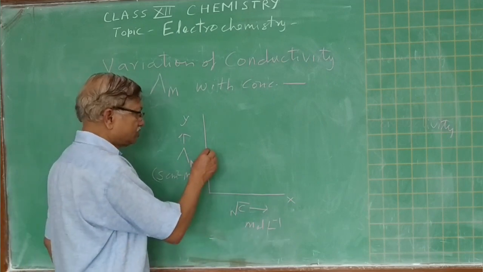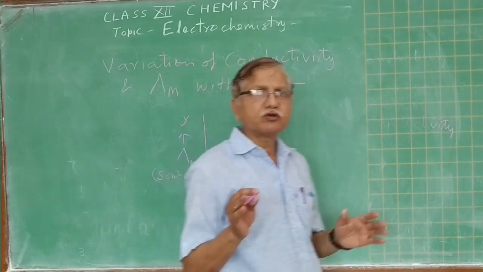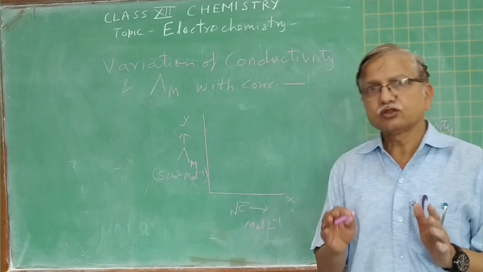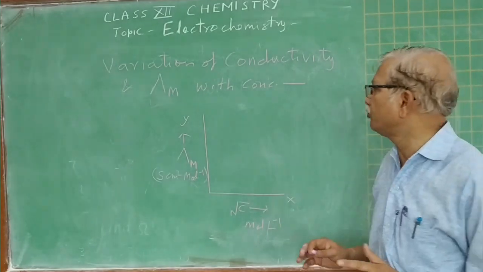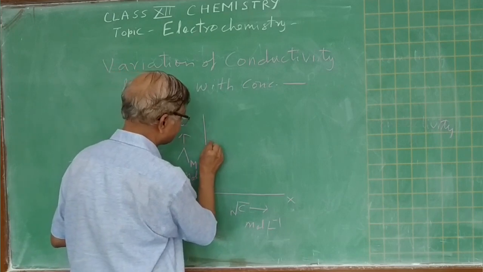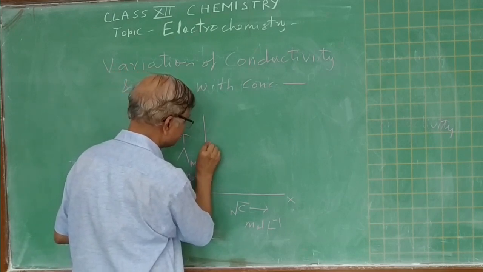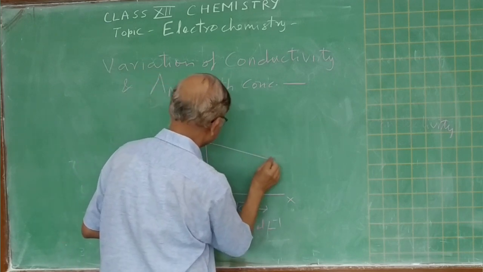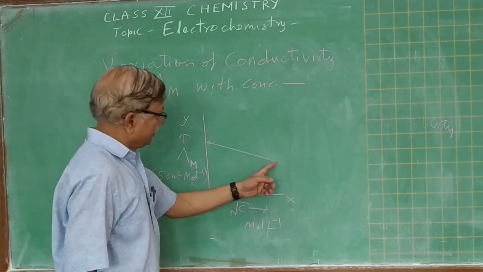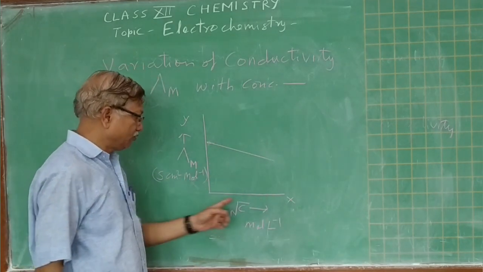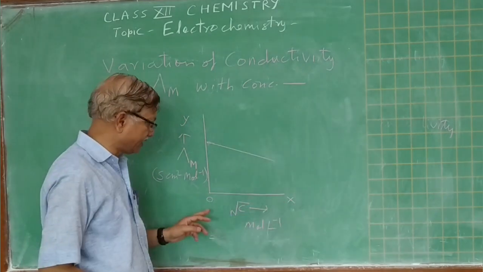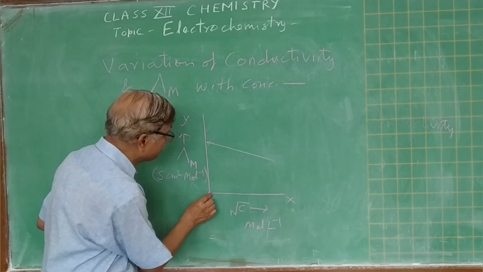Now, for a strong electrolyte, because strong electrolytes dissociate almost completely, they have a maximum value of molar conductivity. For example, we take KCl or NaCl. The molar conductivity increases on dilution, because here is zero concentration and concentration increases this side. So at this point concentration will be zero.